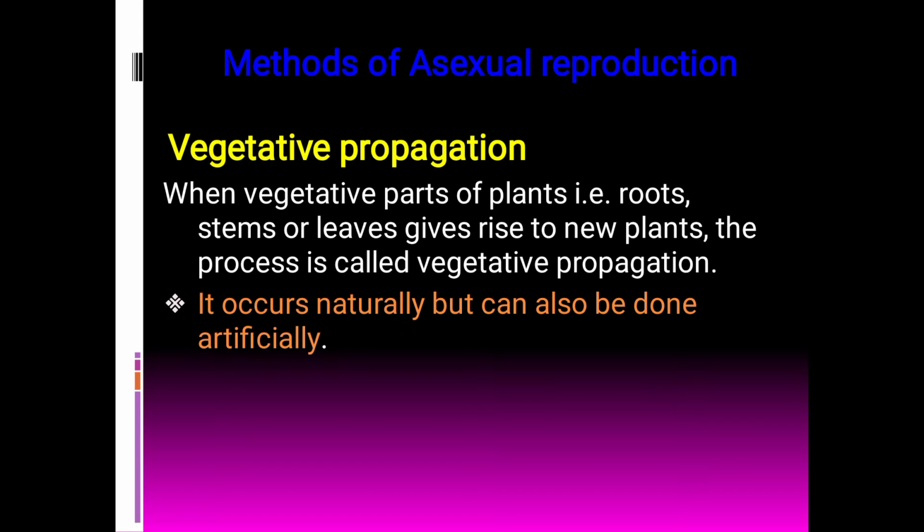What is vegetative propagation? When vegetative parts of plant, that is roots, stem or leaves, give rise to new plants, the process is called vegetative propagation.